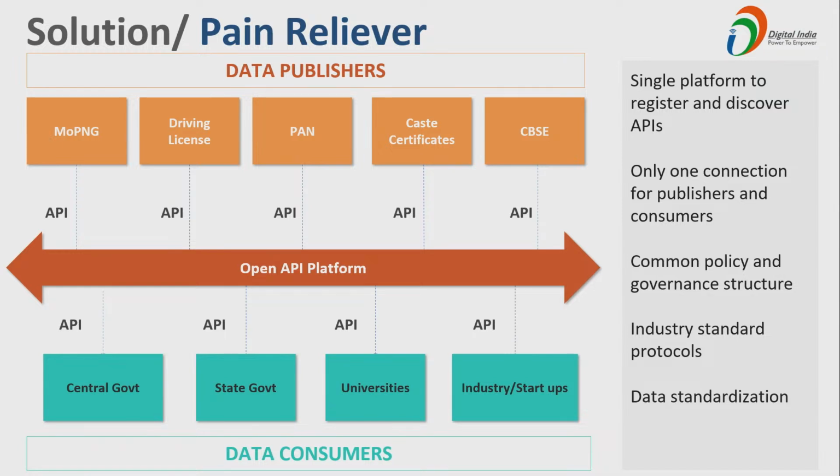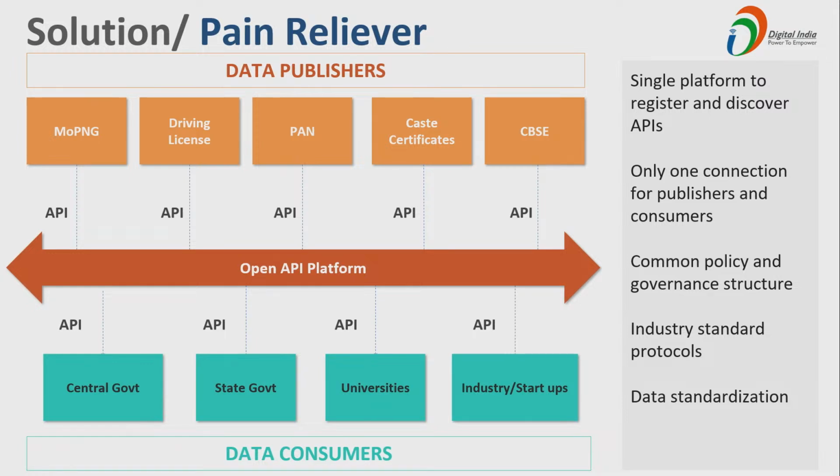Now this platform comes as a single platform to register and discover the APIs. Now you only have to establish a single connection for publisher as well as consumer. It is governed by a common policy and governance structure and adheres to the industry standards and protocols. Along with this, we are also trying hard to make the data in a standard format. As in my previous slide, I explained that there were many challenges with the output of the data. At some places it gives the data in the machine readable format, at others it gives the data in image or PDF format. In terms of utilizing the API, if the API is giving the response in the machine readable language, we can always make much wider use of it.